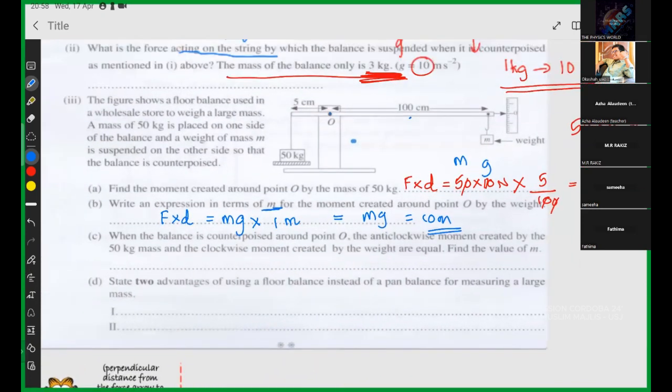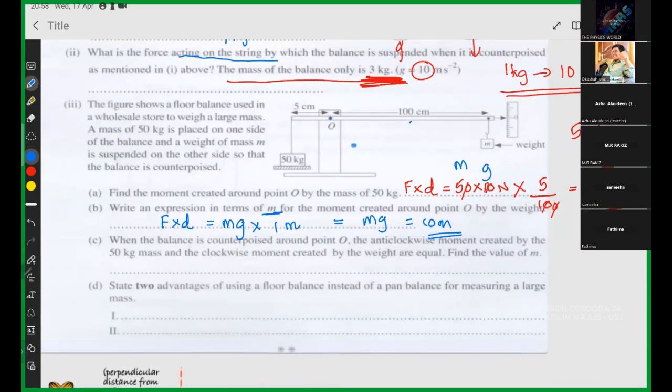Now what is the next thing? When the balance is counterpoised around the point O, the anticlockwise moment created by the 50 kilogram mass, this one, and the clockwise moment created by the weight, this 10 m, are equal. Then you have to find the value of m. They're talking about the equilibrium.